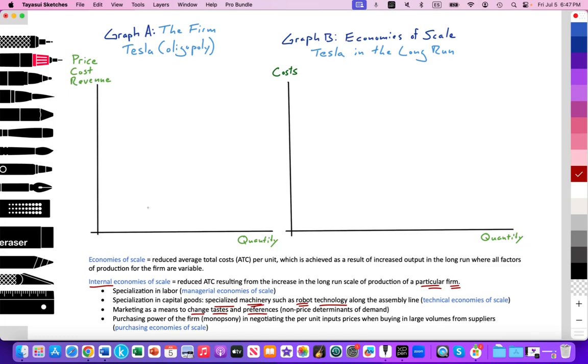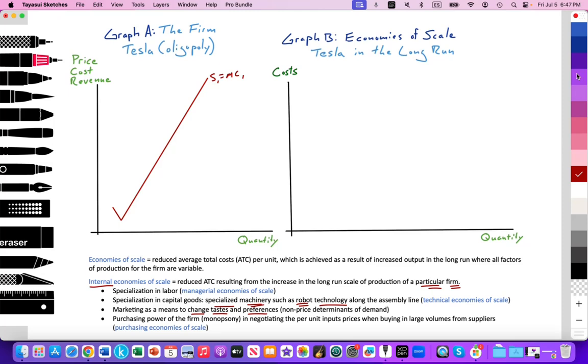So graph A, let's illustrate Tesla operating at a loss and how that loss is generated from them constantly trying to spend money on achieving economies of scale. So first we'll draw our supply curve. Here we have the law of diminishing marginal returns, creating this backward J shape. We'll call that supply curve equal to our marginal costs of production.